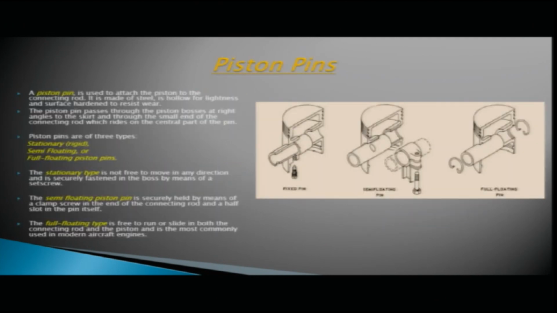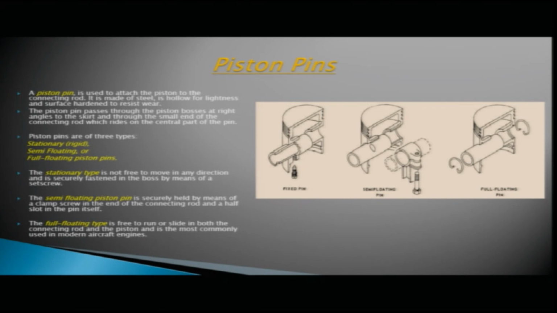Coming to piston pins. So, a piston pin is used to attach the piston to the connecting rod. So, you see in the diagram, this is your piston pin. This is used to attach the connecting rod to the piston. It is made of steel, it is hollow for lightness and is surface hardened to resist wear. The piston pin passes through the piston bosses at right angles to the skirt through the small end of the connecting rod, which rides on the central part of the pin.